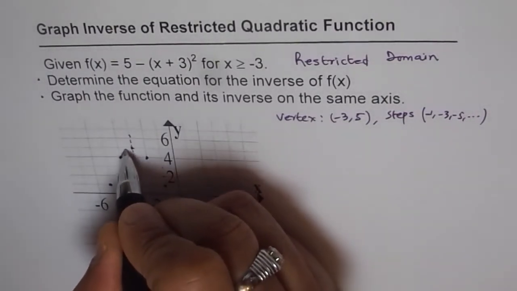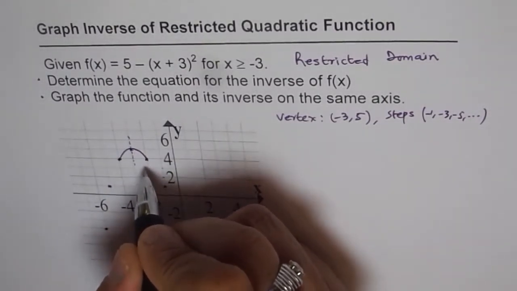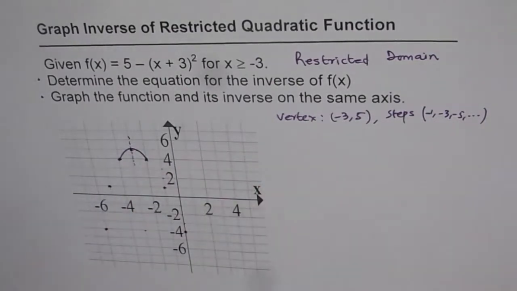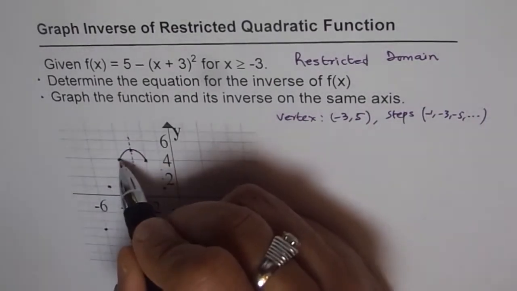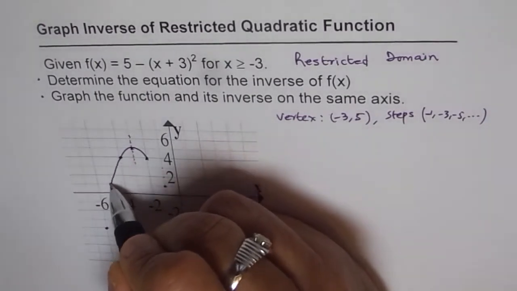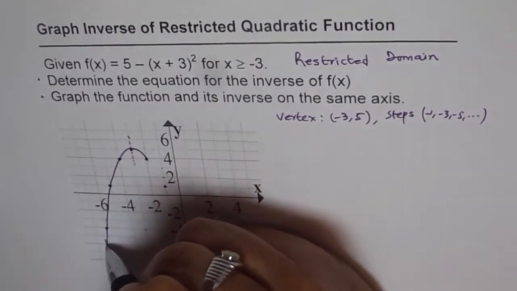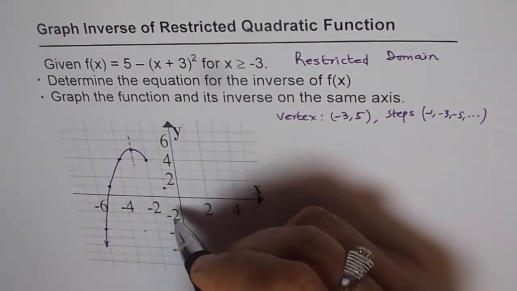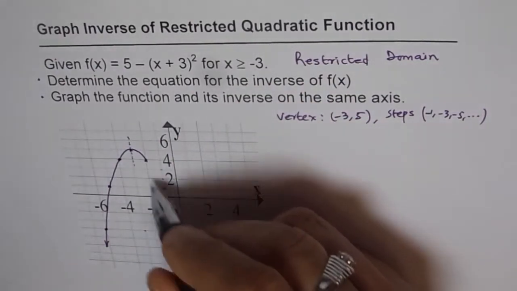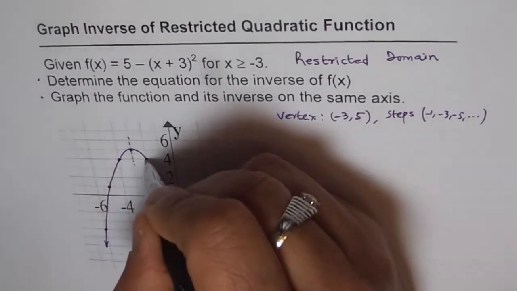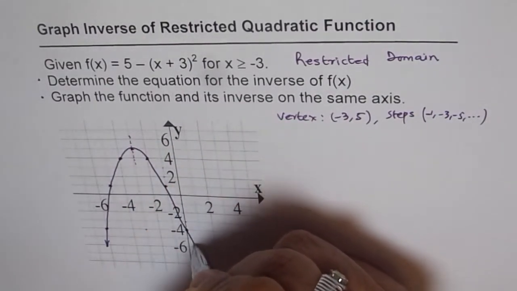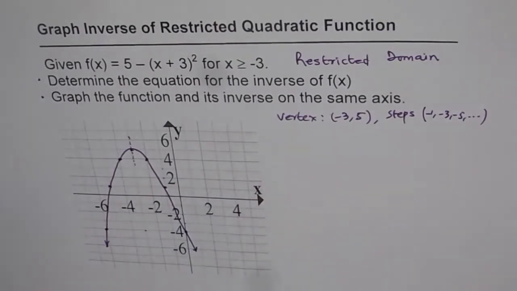The top should not be a corner. The vertex should be smooth when you are drawing a parabola. So let's draw this and extend it. And always draw arrows, because it extends to infinity when it opens on either side. This is opening downwards, so it will go to minus infinity. That is how we have our function.